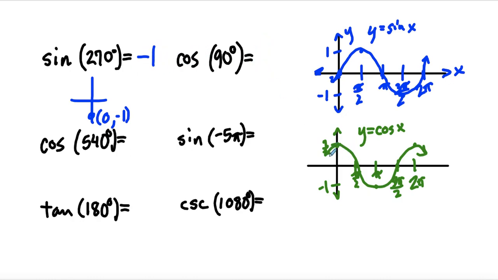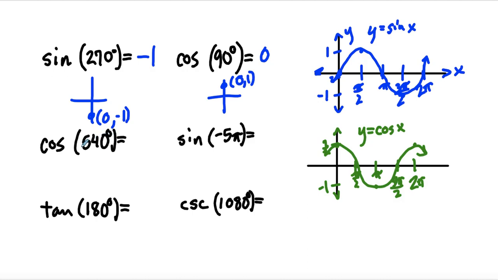Cosine of 90, again, I can just look at the graph of cosine of x, and I can see that it's going to hit 0 at 90 degrees. So I can put 0, or I can think about that the x value on the unit circle is 0, comma 1. Okay, moving forward.